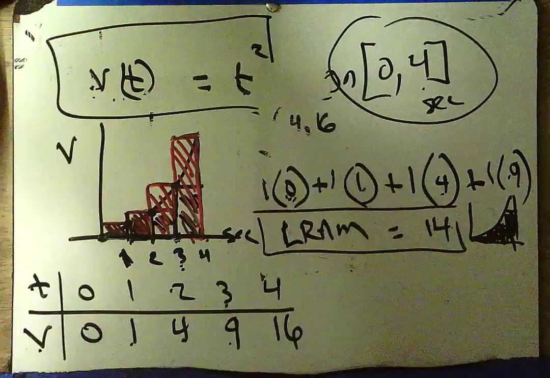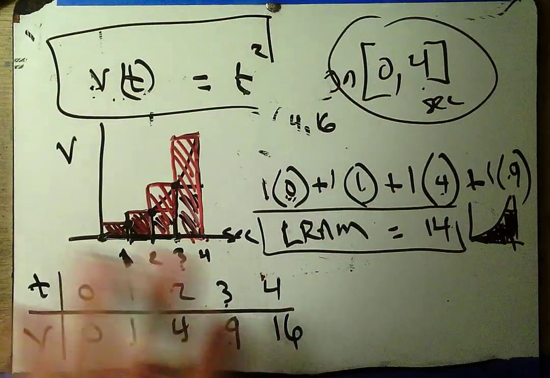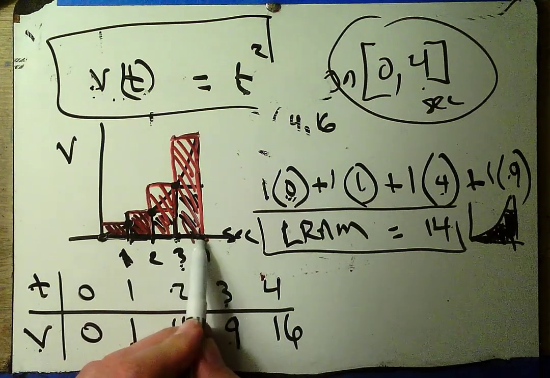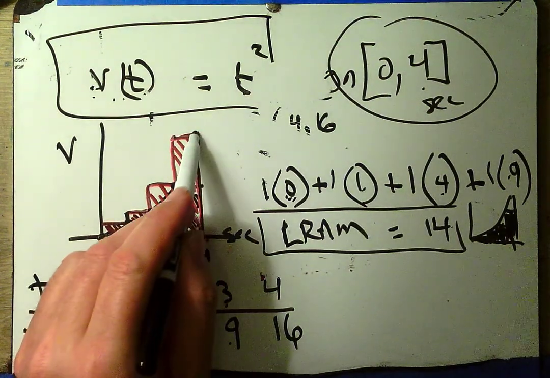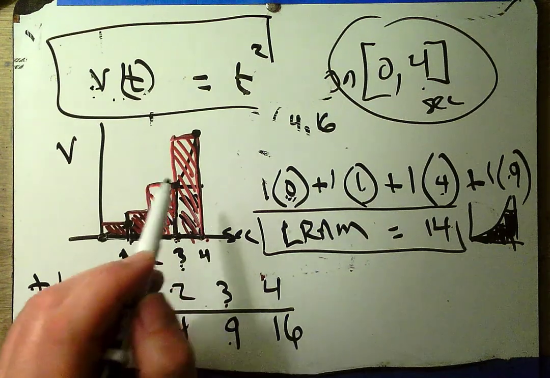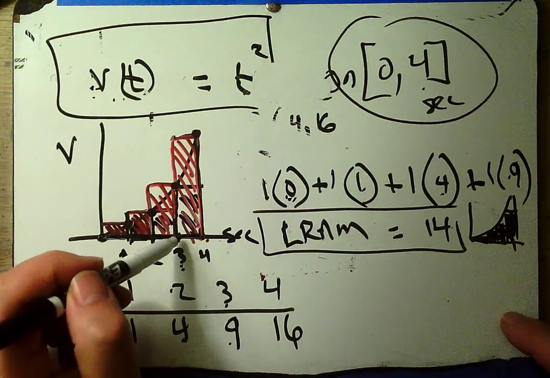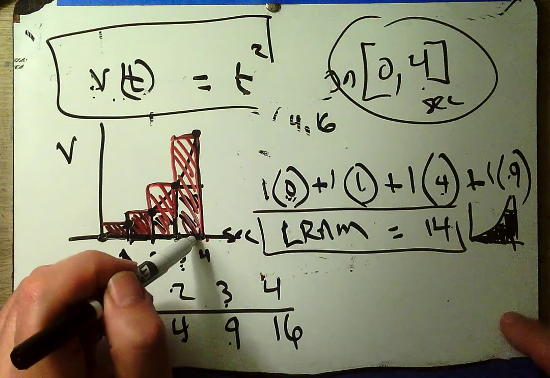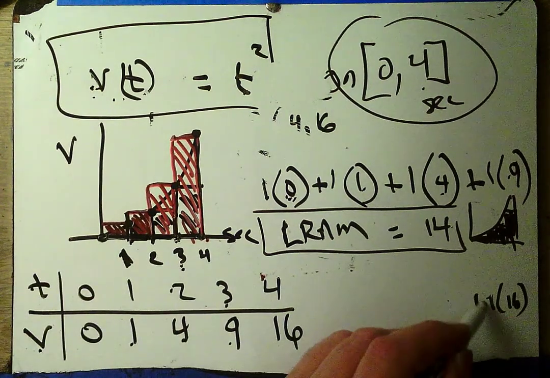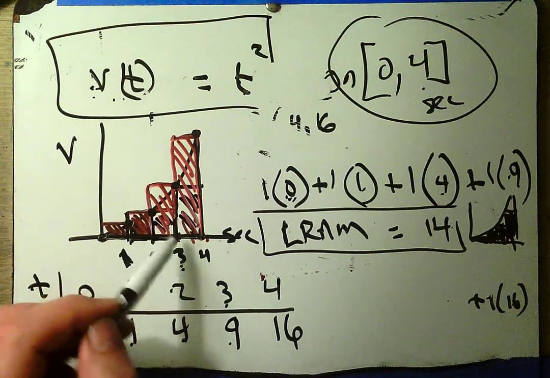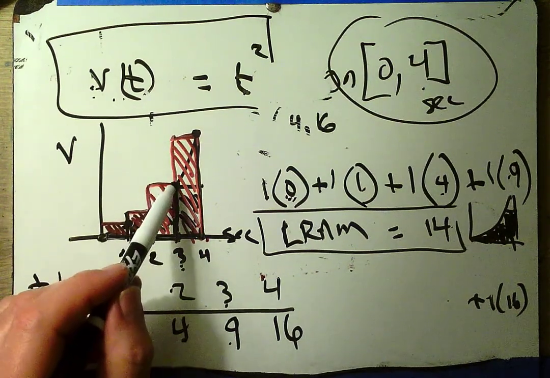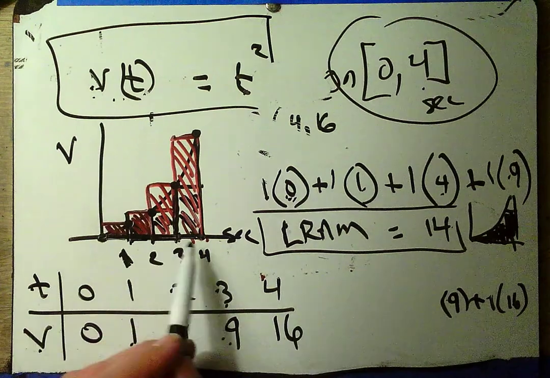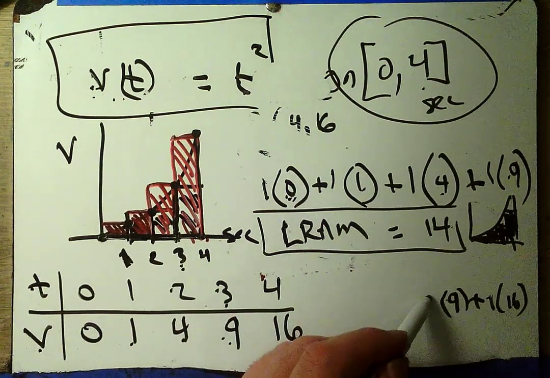So LRAM was 14. Well, let's take a look at what RRAM would look like. What happens if we start not on the left side of the interval, but we go over to the right side of the interval, and we use that height, that velocity. So the subinterval width is still 1, but instead of, like LRAM, using this side, I'm using this side, the velocity at 4. So I'm going to have 1 times 16 plus, for this rectangle, I'm going to the right side, I'm going up to the curve, and I'm taking this as the height. That's the height or velocity at 3, which is 9. I also know that that subinterval width, 3 minus 2, is 1.